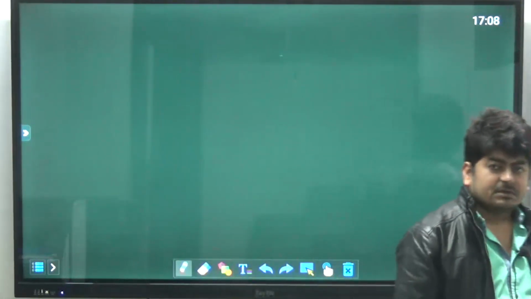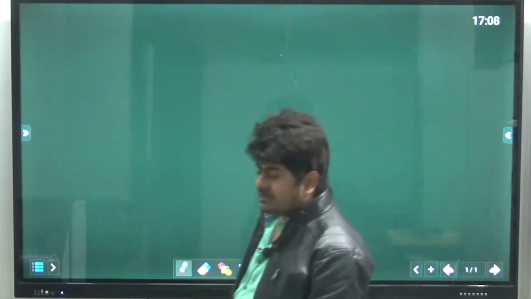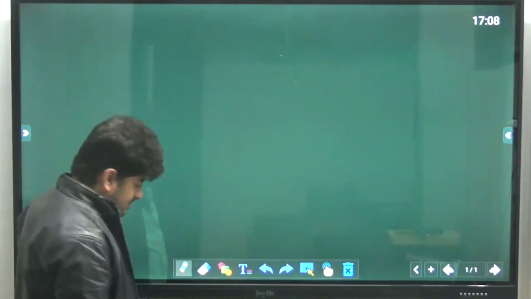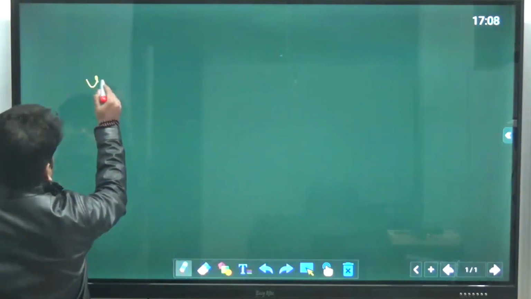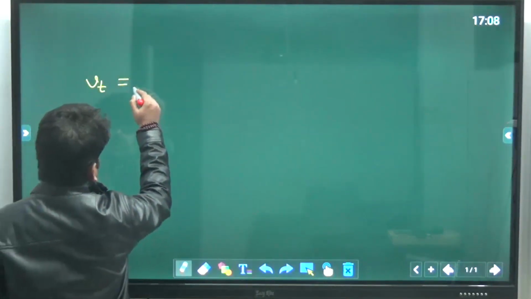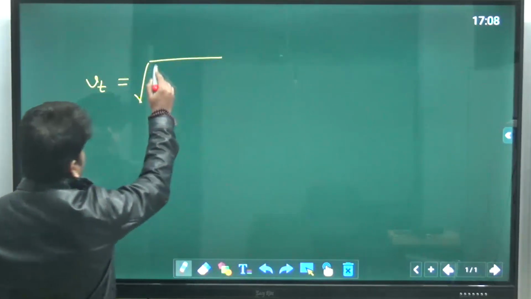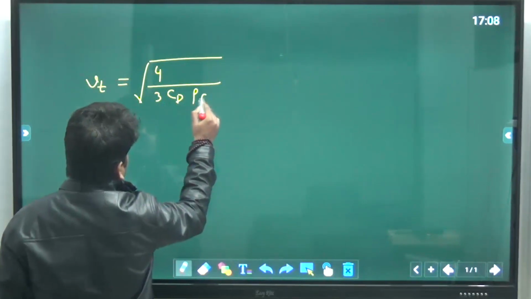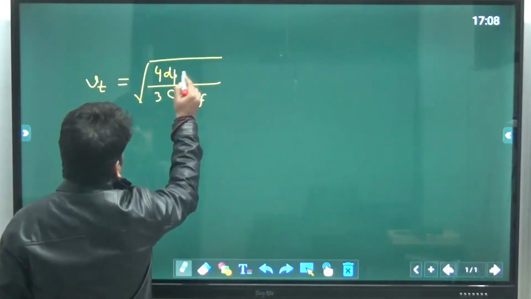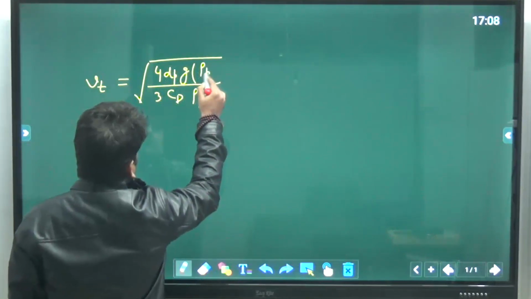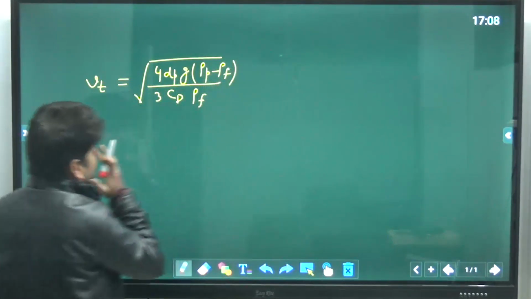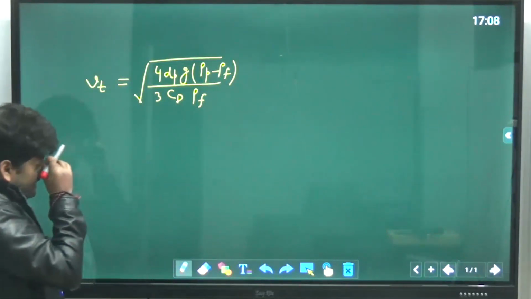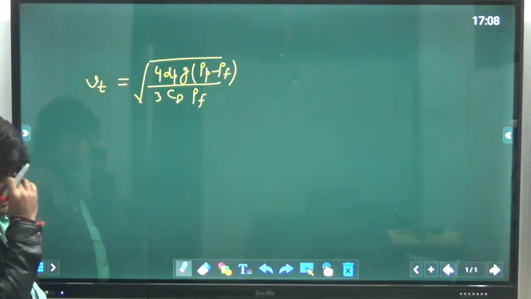In the last class we discussed the terminal settling velocity and the different regimes: first regime, second regime, third regime. The first regime is also known as the Stokes law regime. If you remember, the equation we got: dt was equal to the square root of 4 by 3 CD rho f dp g (rho p minus rho f), in general, for a spherical particle.